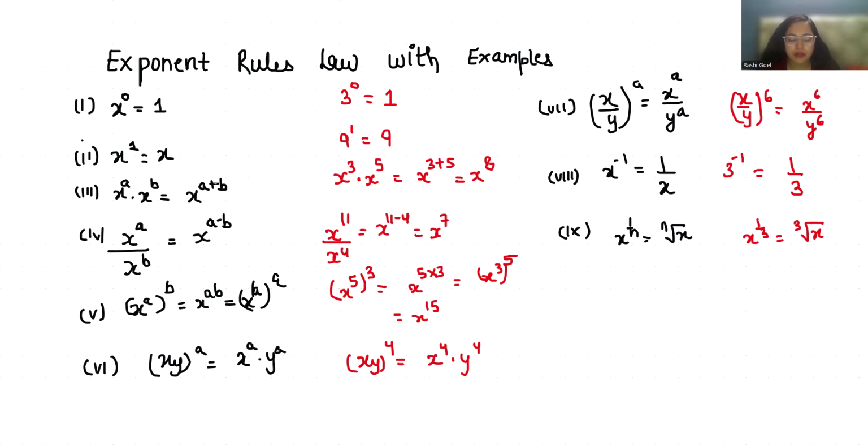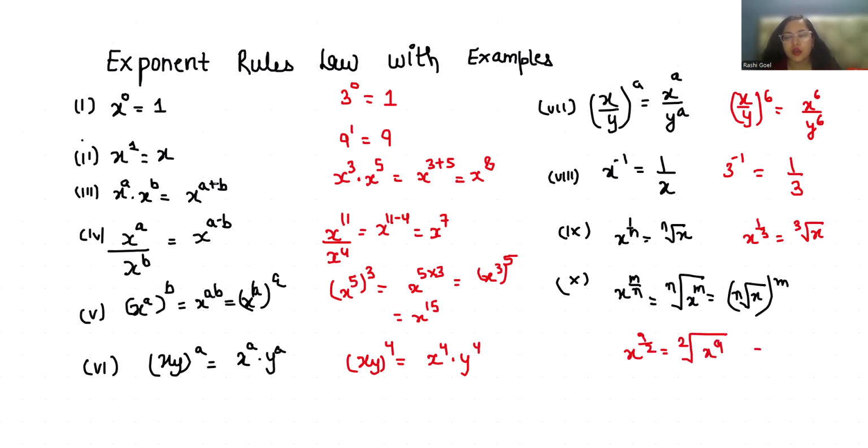And x power m by n, we can write it as nth root of x power m or nth root of x whole power m. For example, x power 9 by 2, we can write it as square root of x power 9 or square root of x whole power 9. These are some rules of exponent with example.